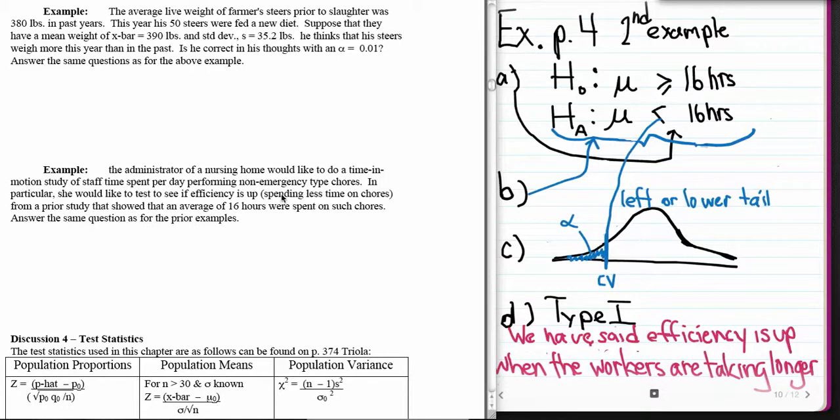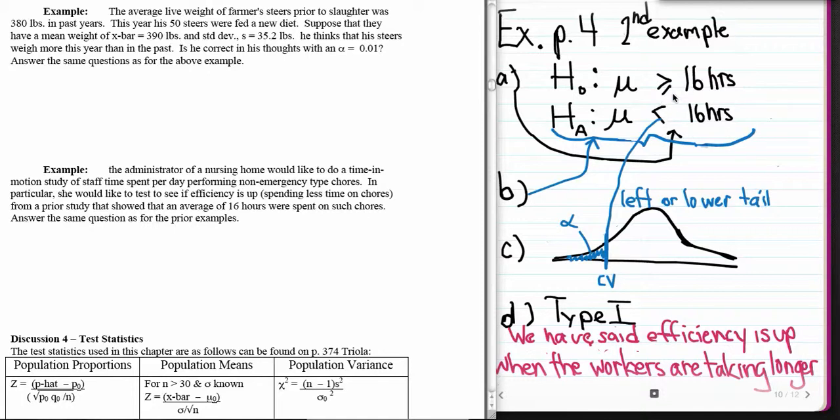Now we are talking about the average of 16 hours, so again we're talking about mu, and efficiency being up means that you spend less time on chores. So in the past 16 hours are spent on chores, and less time is the alternative hypothesis, the claim there. And therefore the null hypothesis will be its complement, greater than or equal to. And remember that again, if you just put equality in the null hypothesis, that is perfectly acceptable.